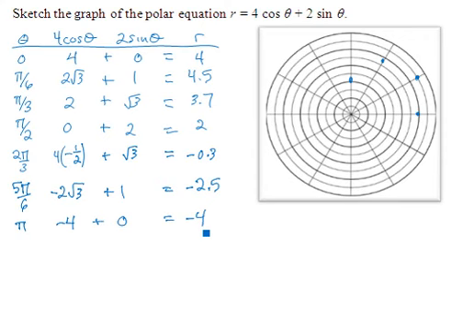Let's plot those points. If I look in the 2 pi over 3 direction, I have to go back 0.3 units. That gets me to about right here. If I look in the 5 pi over 6 direction, I need to go back 2.5 units, 1, 2.5. And if I look in the pi direction, I have to go back 4 units. That gets me back to this point. Looks as though we've traced out a circle in the plane with the points that we've plotted.